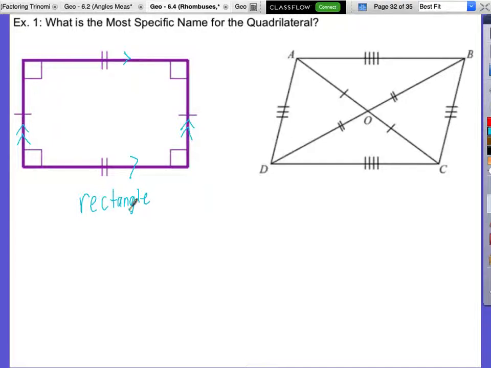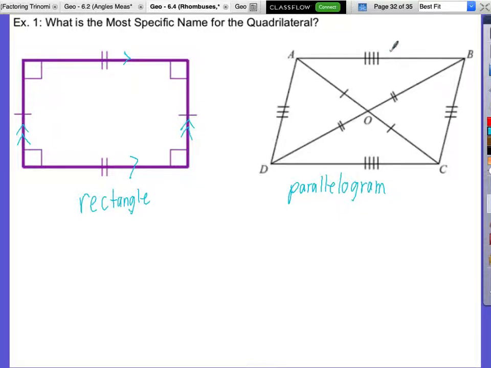What about this next shape? What would this be? Jacob. Parallelogram. Very good. Good guess, Jacob. Why do you know it's a parallelogram? Because the opposite sides are congruent. 4 tick marks, 3 tick marks. And what do we know about the diagonals? They bisect each other. And do we know anything more that can let us know it's a rectangle, rhombus, or square?